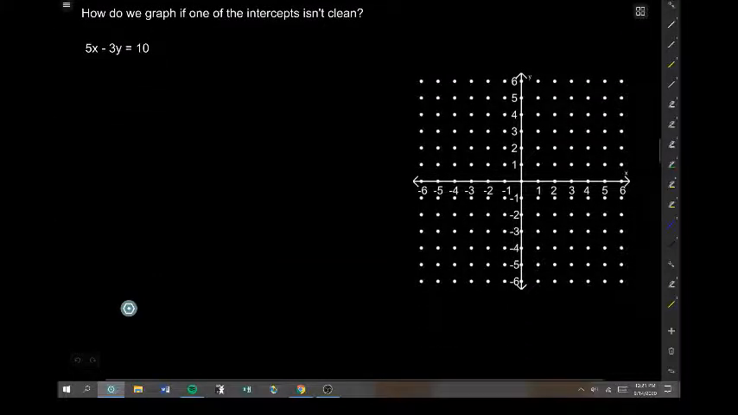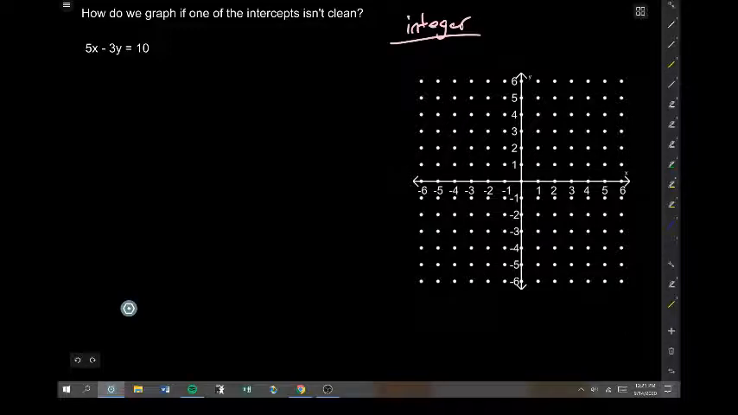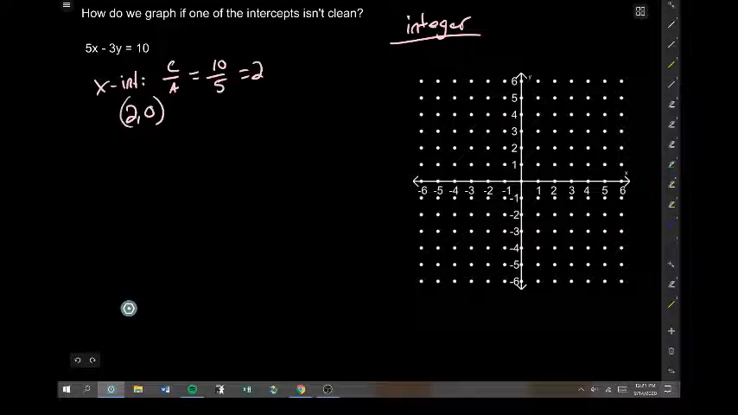Let's ask the question, how do we graph if one of the intercepts isn't clean? And by clean, I mean an integer, a whole number, positive or negative. Integer means positive or negative whole number. So here, to find the x-intercept, I do c divided by a, which is 10 divided by 5, which is 2. It's the point (2, 0). But to find the y-intercept, I again do c divided by b, but c divided by b is 10 divided by negative 3, which is negative 3.3 repeating.